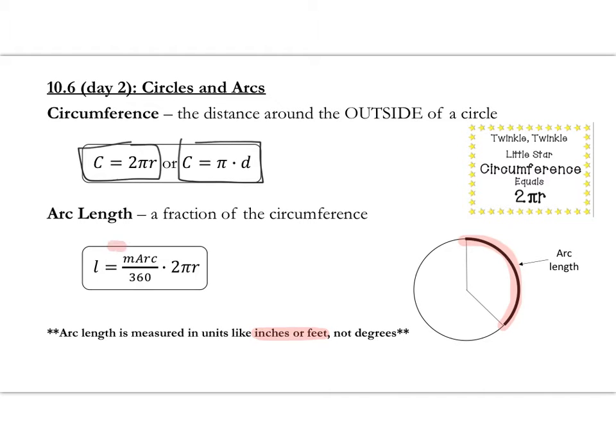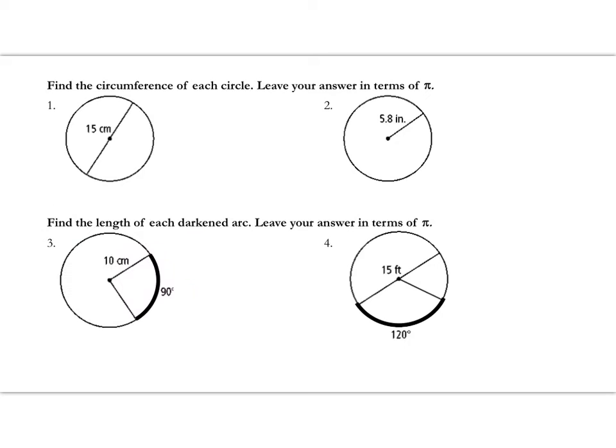We're actually trying to say how long it would be if we made it flat. So to find that, we're using this formula here, which if you notice, all it does is it takes the circumference formula and it puts a fraction in front of it. So you just need to remember arc length is some fraction of the circumference.